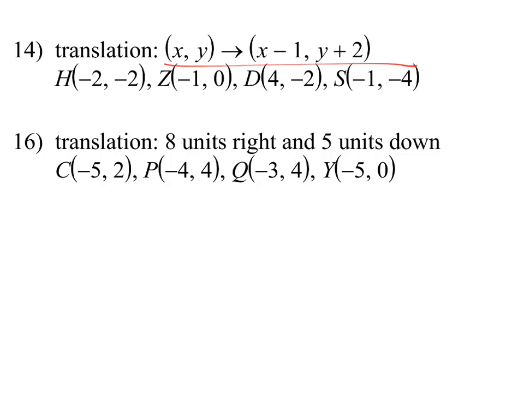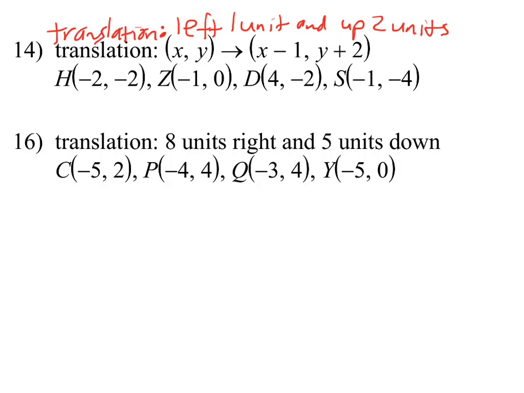This first translation, you're going to subtract 1 from your x's, add 2 to your y's. That's going to make it go left 1 and then up 2. I'm going to write that out first. There you go. Translation, left 1 unit and up 2 units. So your new H prime, if you're going to go left 1 unit, you're going to subtract 1 from your x because you're at -3. If you're going to go up 2 units, you're going to take the y value and then add 2 to it. I'll give you 0. Z prime, take your x, subtract 1, it's going to give you -2. Take your y, add 2, it's going to give you 2.